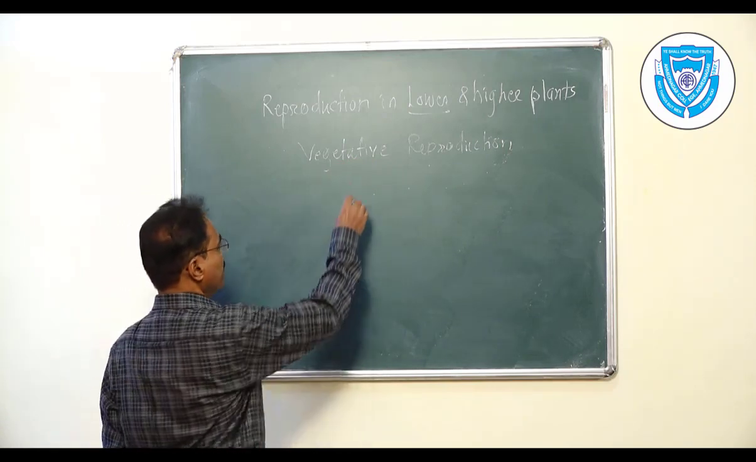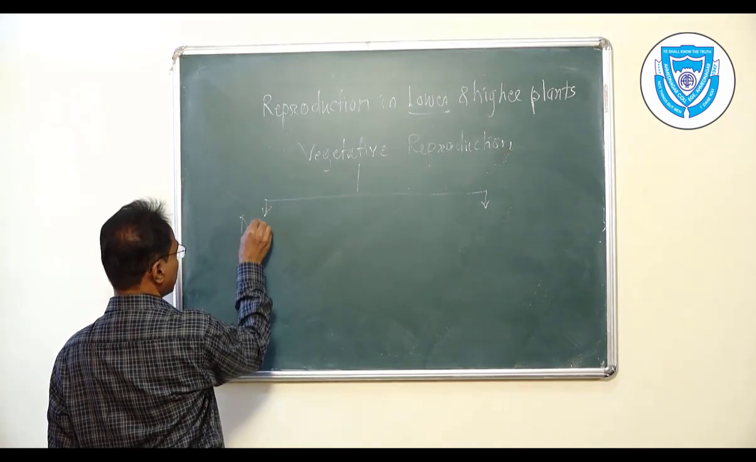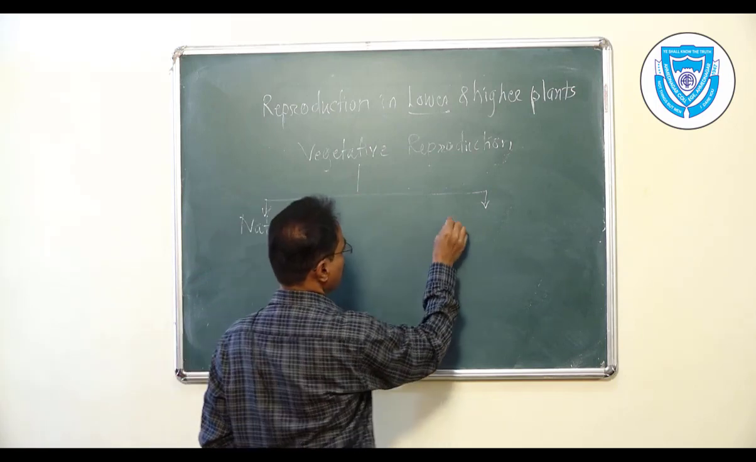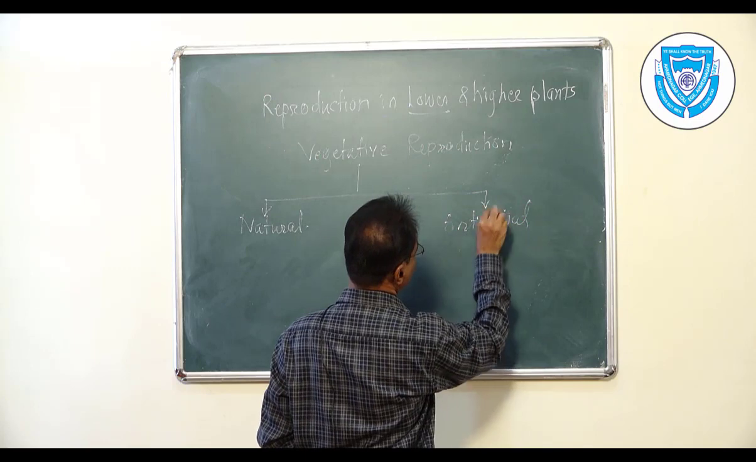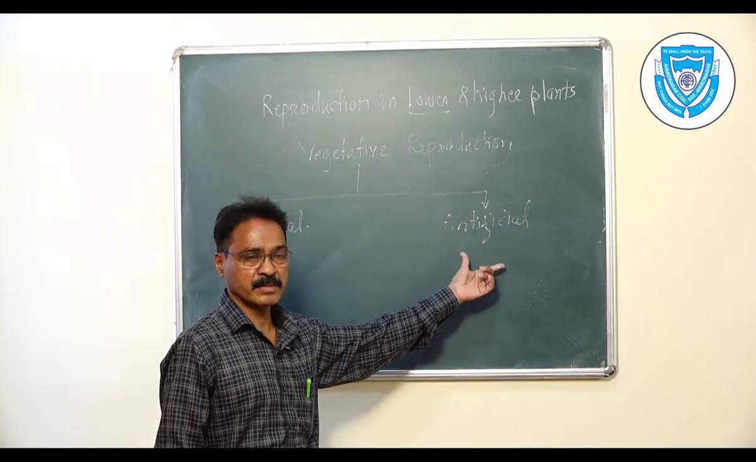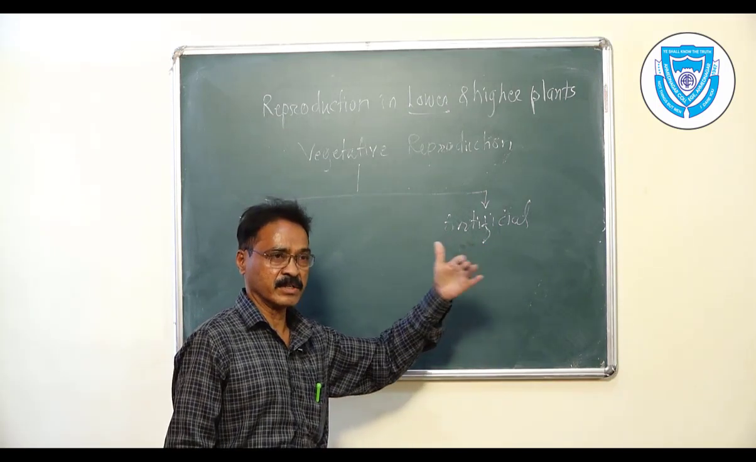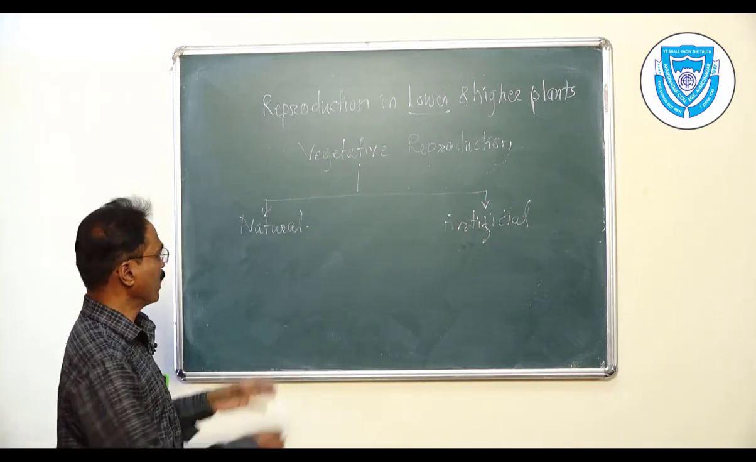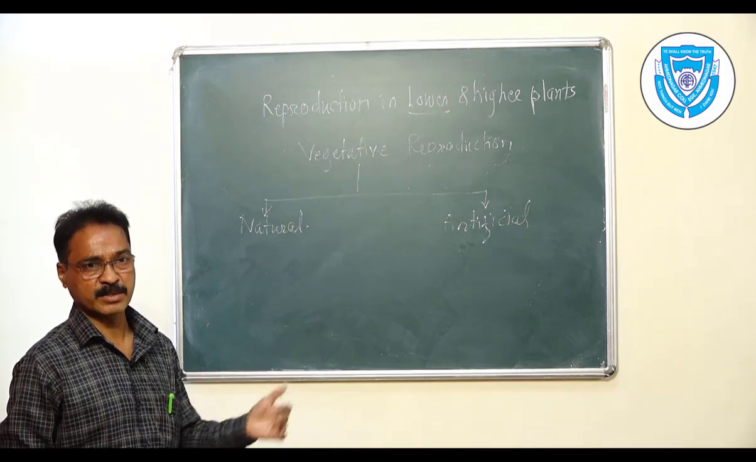Okay. Now vegetative reproduction is again divided into two types: natural vegetative reproduction and artificial type of vegetative reproduction. Artificial means man-made. In the nursery, when we see that techniques are utilized, they are the artificial type of vegetative reproduction. But naturally, how the higher plants reproduce, let us discuss one by one.